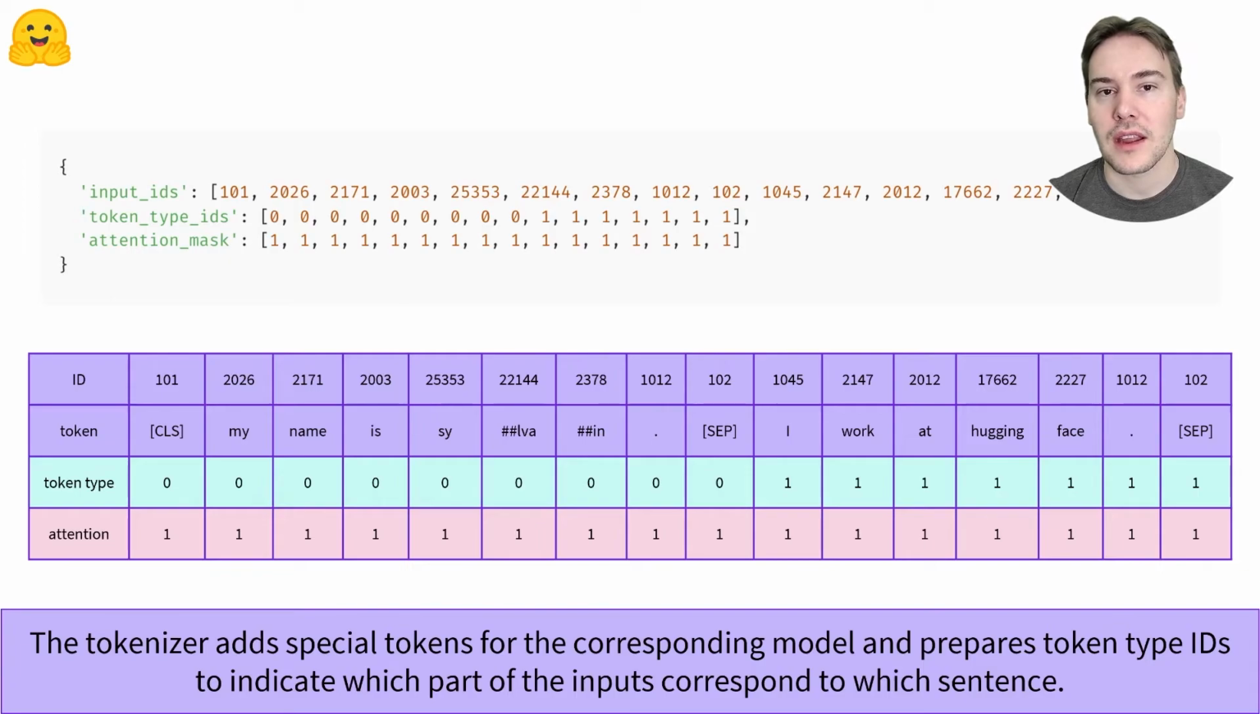We can see the tokenizer also added special tokens, so we have a CLS token, the tokens from the first sentence, a SEP token, the tokens from the second sentence, and a final SEP token.